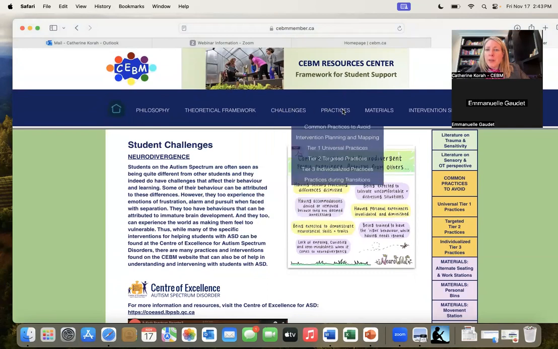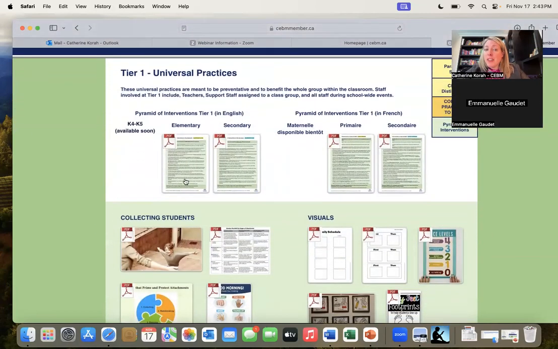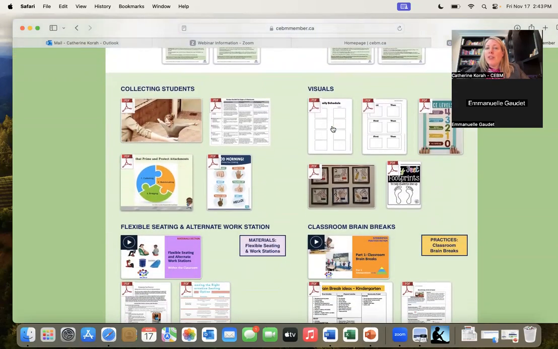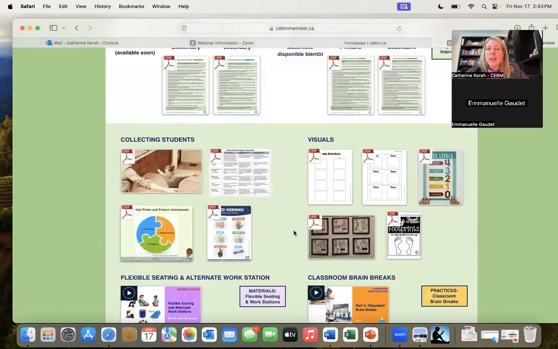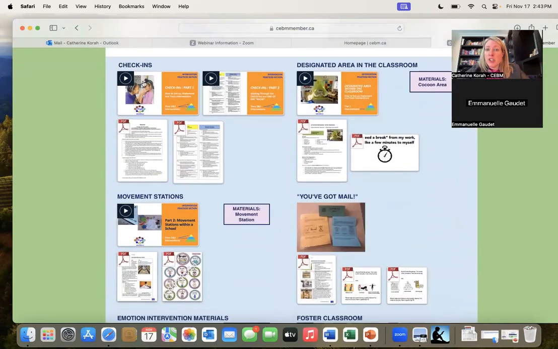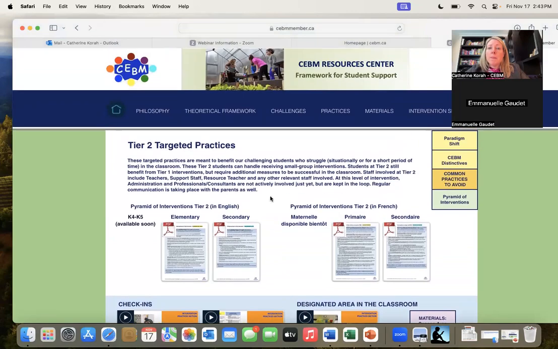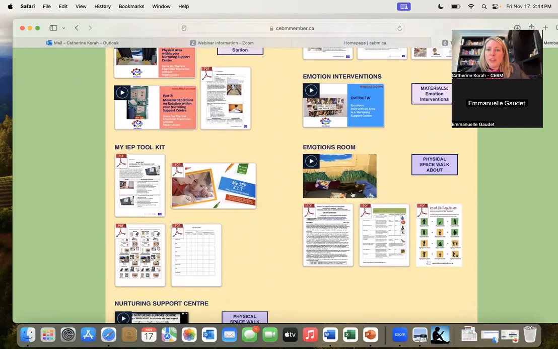If we go underneath practices, you will find here the tier 1, tier 2, and tier 3 practices, plus the during transitions. So here you will find the pyramid of intervention, the recommendations of interventions at tier 1, 2, and 3. And underneath you've got the video capsules and the documents that you can download that are named within the page. So you have tier 1, you have tier 2 that are more targeted. Here's the check-in, talking about the designated area. You've got mail, they're all available here, movement stations.